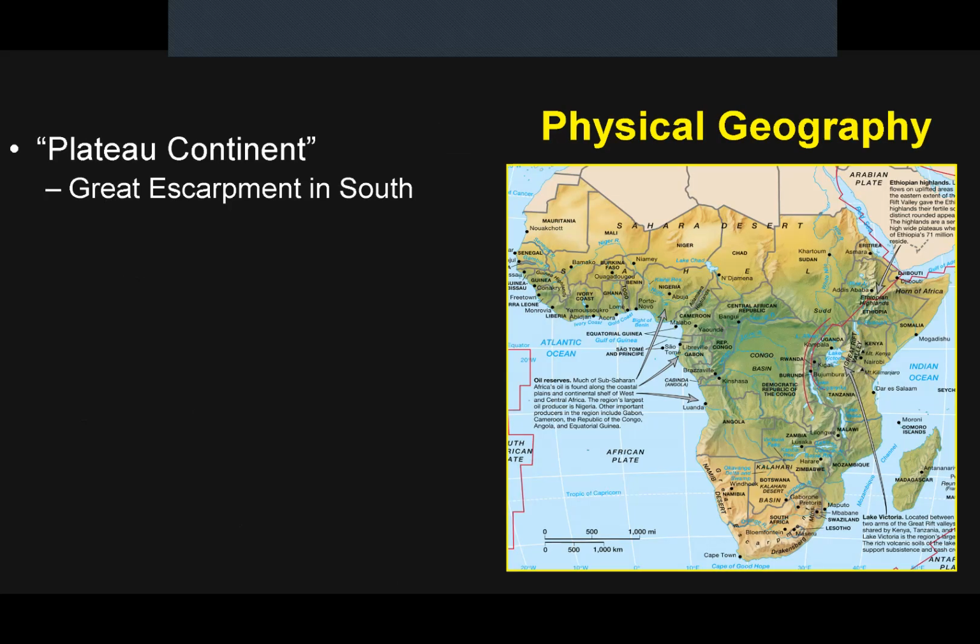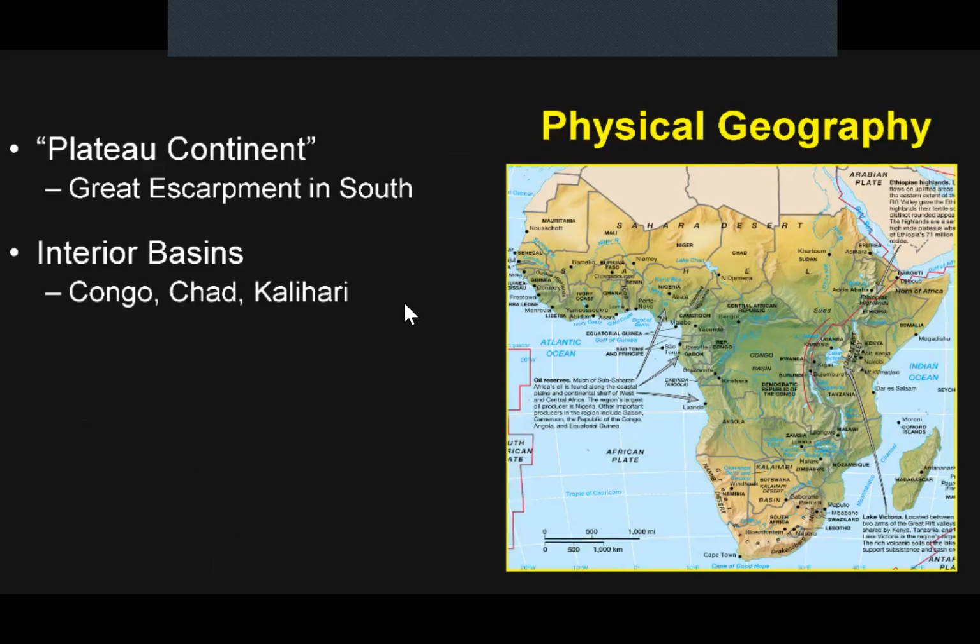So going to the physical geography of this, it is an ancient continent, all right? It's very far from any major tectonic boundaries, although we'll talk about the Rift Valley soon. And they consider it the plateau continent. So there's a great escarpment in the south, and you can see ringing all along the coastline, there's the coastline, and you see these mountainous chains. And in the middle, we have all these inland basins and plateaus.